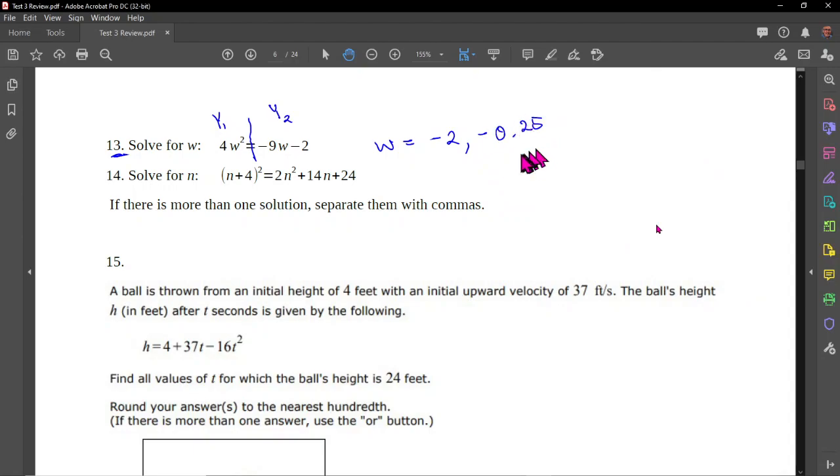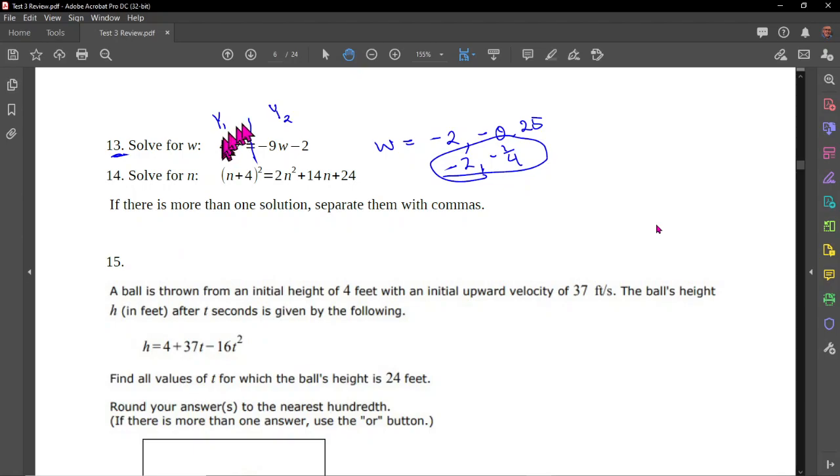Now in Alex, if they want a fraction, you'll just have to recognize that -0.25 is actually -1/4. Okay, so that's our answer. And we did it with the graphing calculator.